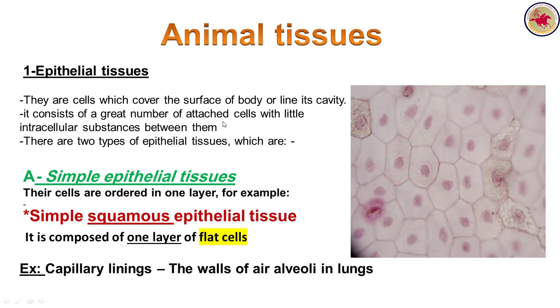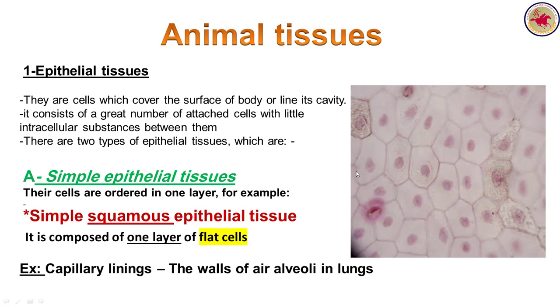It consists of a great number of attached cells with little intercellular spaces, so the intercellular space here is limited. There are two types of epithelial tissue. First one, simple epithelial tissue. Simple epithelial tissue, as usual, is used in lining cavities, and may be simple squamous, which consists of one layer of flat cells.